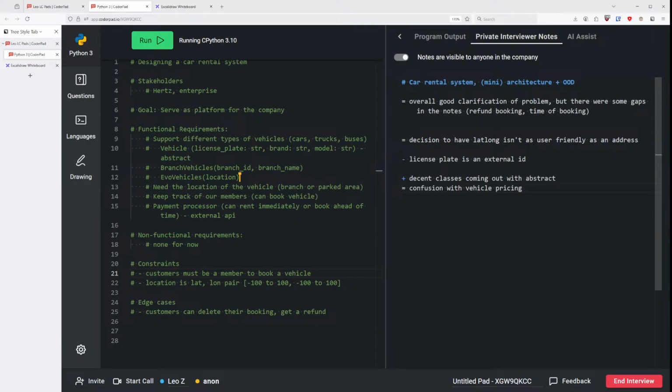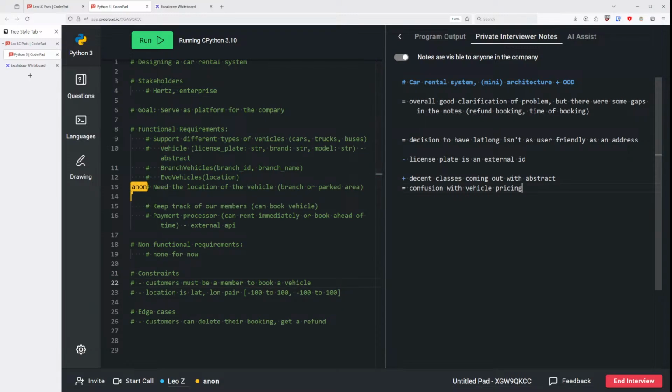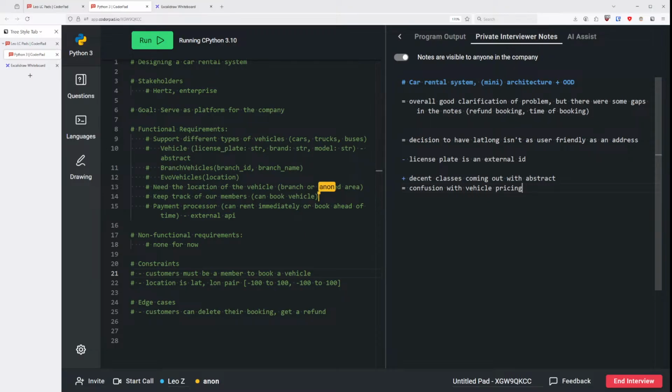That makes sense. So in a booking, when you book a vehicle, there's a vehicle and then there's a duration that you rent it out for. Okay, so that's another class that we kind of have to make. Let's keep track of where is the part where we can book vehicles.